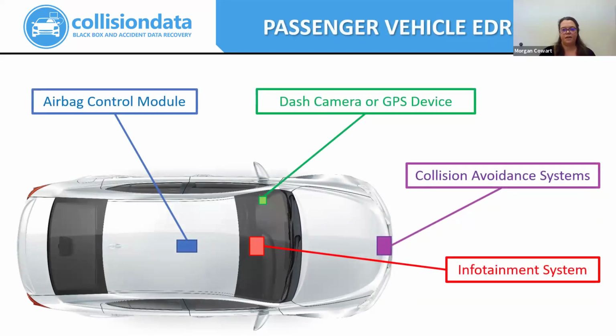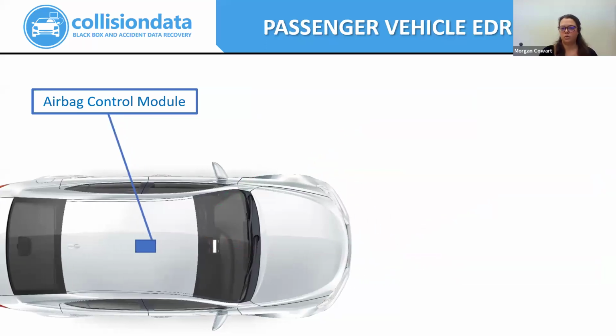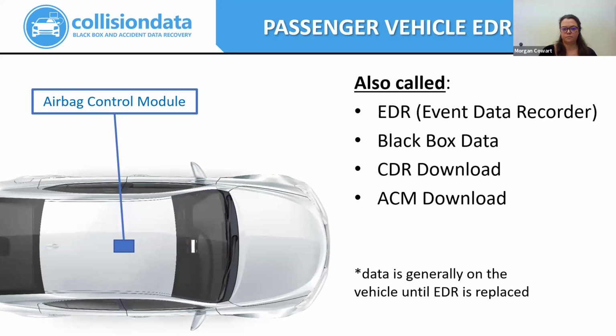So starting off with the passenger vehicles, there are a couple different types of data that can be collected. Your main one being the airbag control module or the black box, an infotainment system, a collision avoidance system, and then we can also download any dash cams or GPS devices that the driver may have installed in the vehicle. And so we're going to go through each one of these individually.